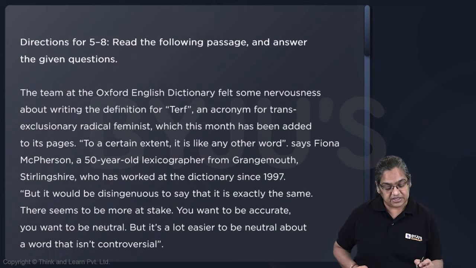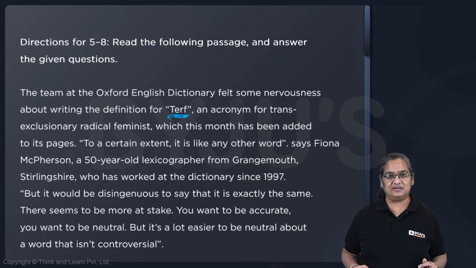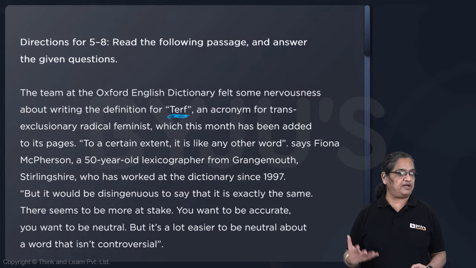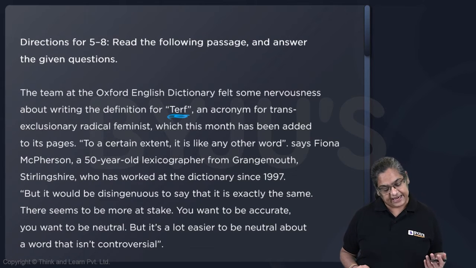So a dictionary felt nervous, slightly, not very sure about giving the definition of TERF. What is TERF? It's an acronym for Trans Exclusionary Radical Feminist, which this month has been added to its pages. So since it's a dictionary, it has to give a definition and the meaning. To a certain extent, it's like any other word, says Fiona Macpherson, a 50-year-old lexicographer from Grangemouth, Stirlingshire, who's worked at the dictionary since 1997.